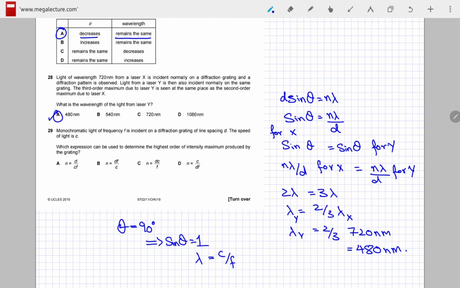And using the diffraction grating equation on this, which is d is equal to n lambda, because sine theta is 1, this gives me n is equal to d over c over f, which gives me n equals df over c. So the correct expression over here is this one, which is option number B.